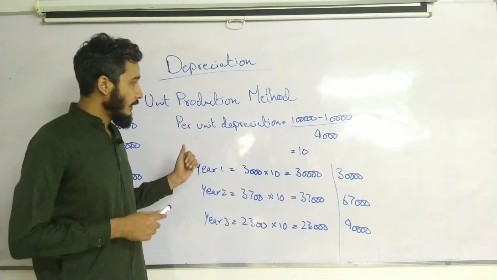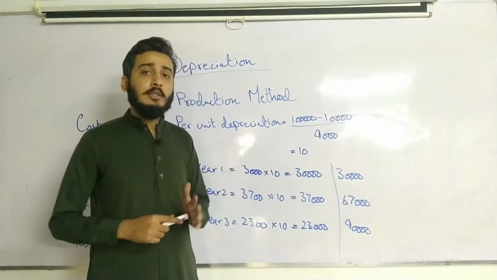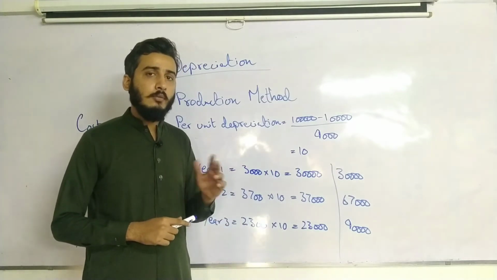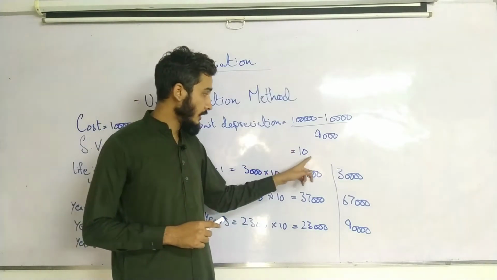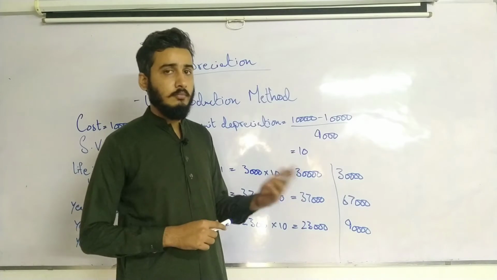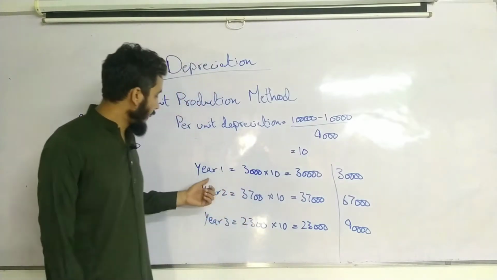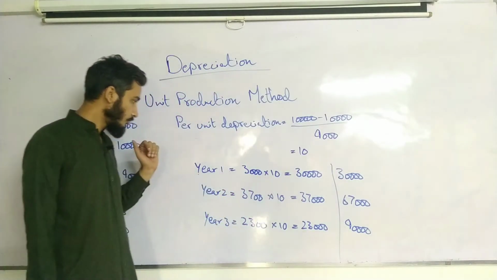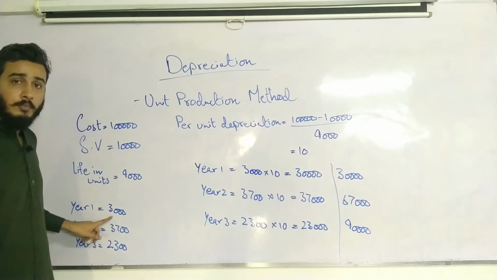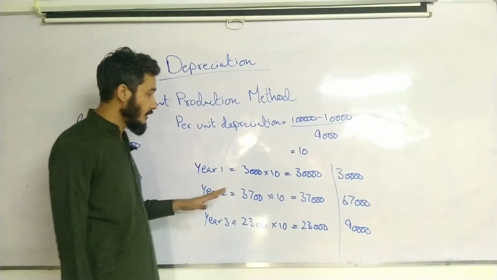So machine is depreciated by producing 1 unit. It is getting depreciated by 10 rupees or $10 or something. Okay. So in year one, we produced 3,000 units by using the machine.